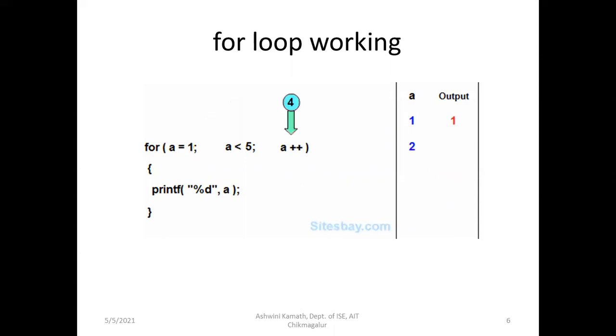If it is less than 5, it will display. Then a will be incremented to 2, it will check the condition, then it will display 2. Then a will be incremented to 3, 3 less than 5, display 3. Then increment a to 4, 4 less than 5, then display 4. Then it is incremented to 5. So the condition is false. 5 less than 5, condition is false. So it will come out of the loop.